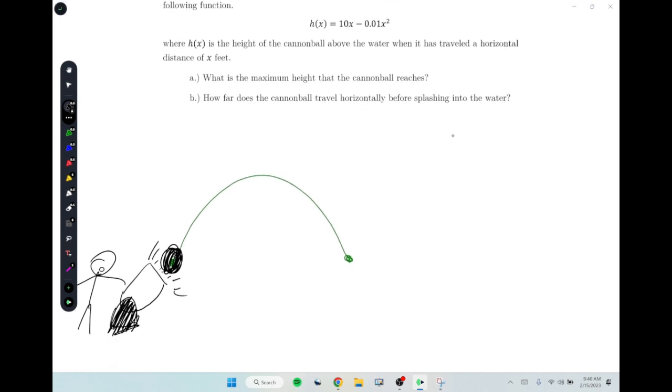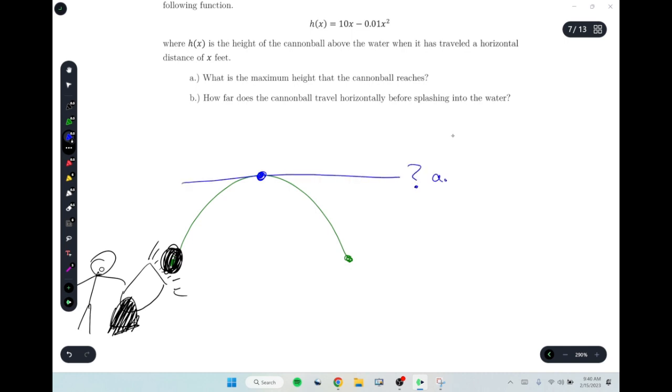What is the maximum height? That's probably the max height, right? So that's question A, right? What is the max height? And how far does it travel before it splashes? That red distance right here is probably question B, right? Okay.